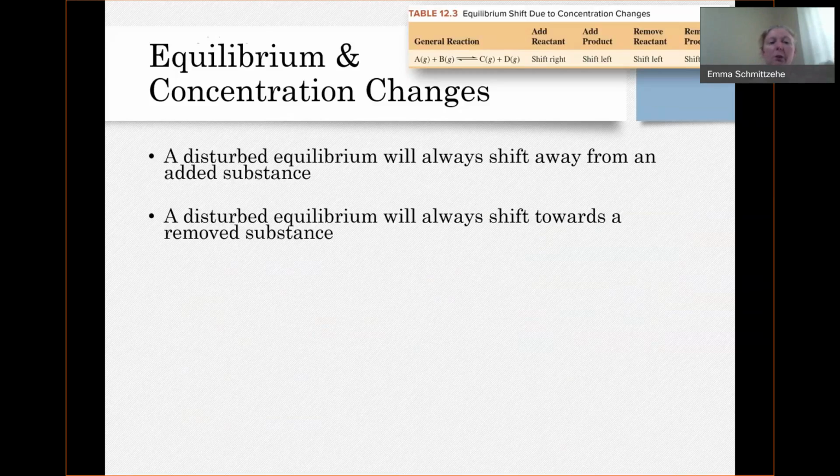Whereas the opposite would be true if you remove something. If you remove something, now that ratio is also messed up, and the reaction needs to try to replenish that. So the reaction would shift towards the removed substance. So no matter what, it's all tied to that equilibrium ratio of products to reactants. If you take something away, it needs to put it back, which it can't just put that back by shifting the reaction. It actually changes everything at that point. Same with if you remove something or if you add something, it needs to get rid of it.